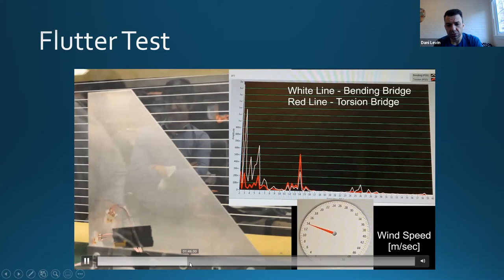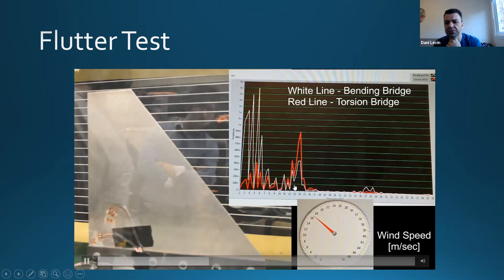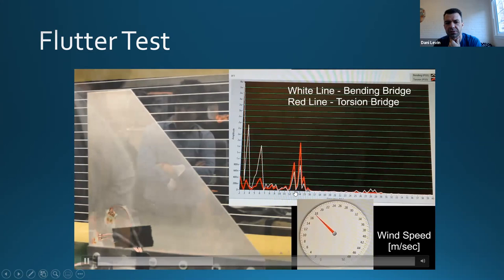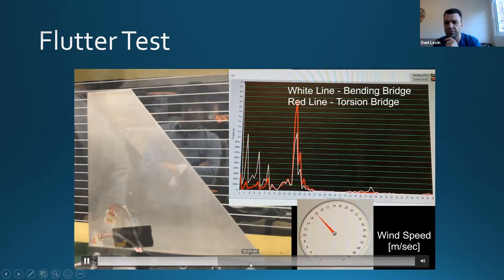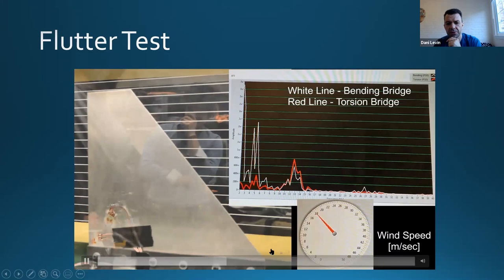So we'll fast forward to the flutter limit. What I want you to notice is that in the FFT graph, you start to observe a new frequency at around 12 hertz. Just in several seconds, you see the dominant peak. So the peak is around 12. Let it lock in.